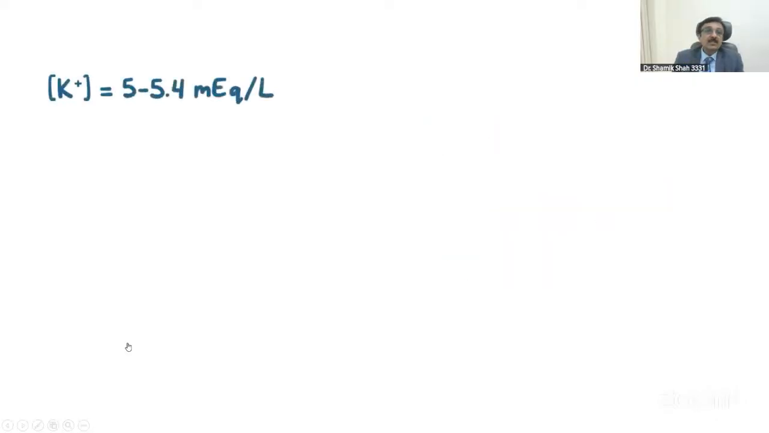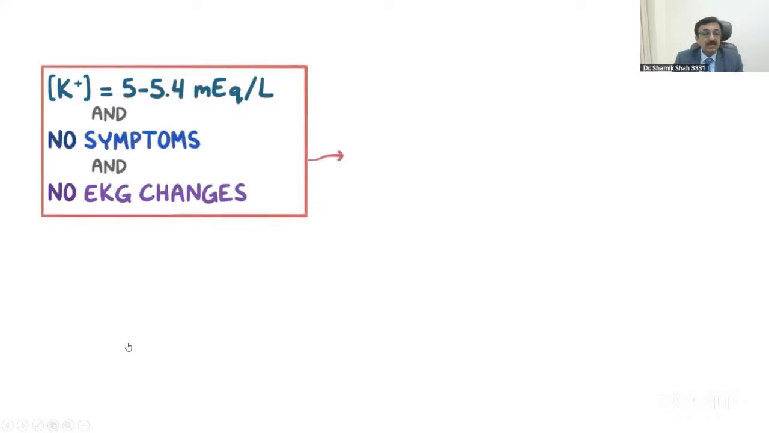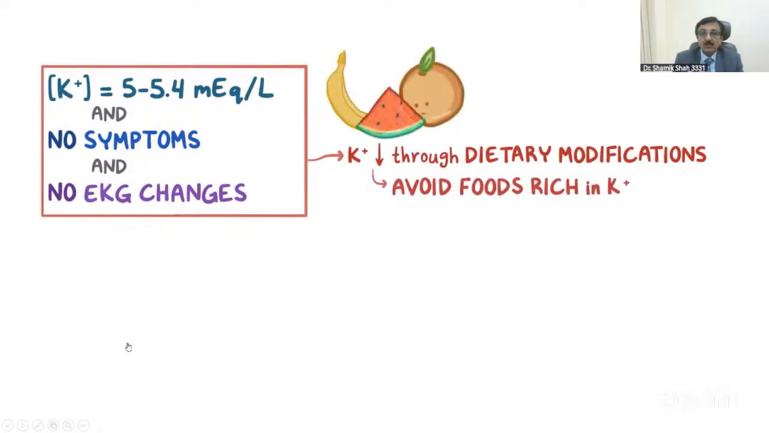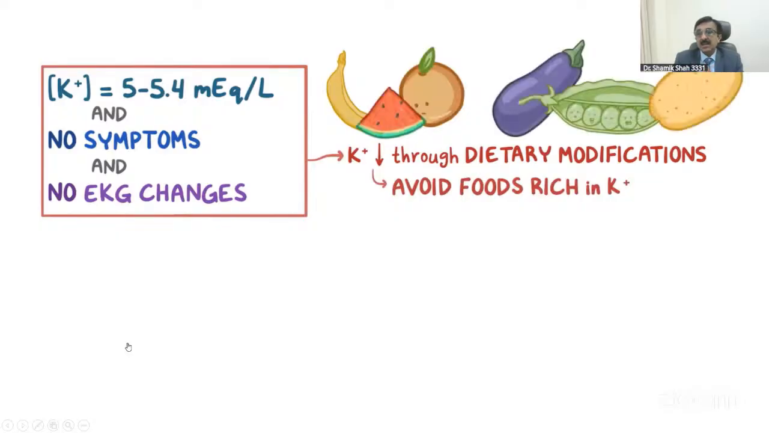If potassium is between 5 and 5.4 milliequivalents per liter, the patient is asymptomatic and there are no ECG changes, then we can just reduce the potassium through dietary modification. So we ask the patient to avoid foods which are rich in potassium, like banana, orange, watermelon, brinjals, peas, and sweet potatoes. So these are the foods which are rich in potassium, which we ask the patient not to take.